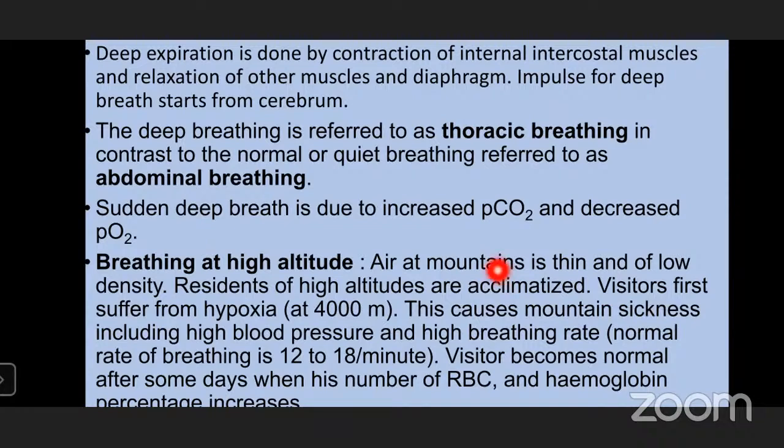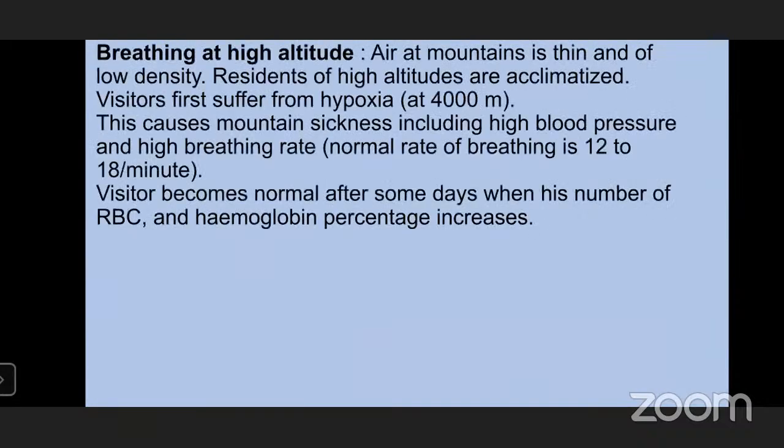So why are those people, the residents, acclimatized? Because they have more number of RBCs and their hemoglobin level is also high, so that they can transport more oxygen. Okay. So visitors, when someone from some other place goes there, they will have to undergo this mountain sickness. So later on, gradually, they will also get acclimatized to that environment. So how are they getting acclimatized? Their RBC number will increase and hemoglobin number will also increase.